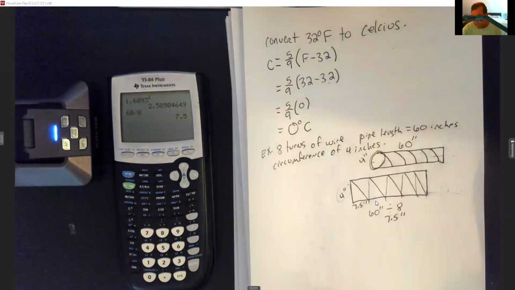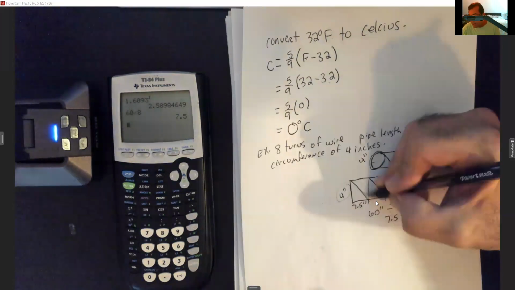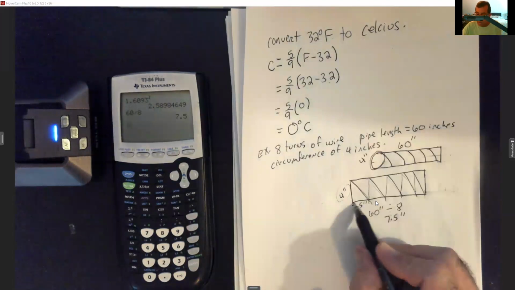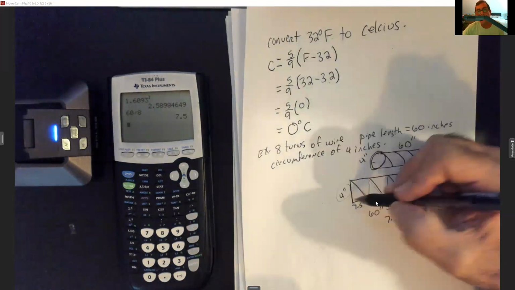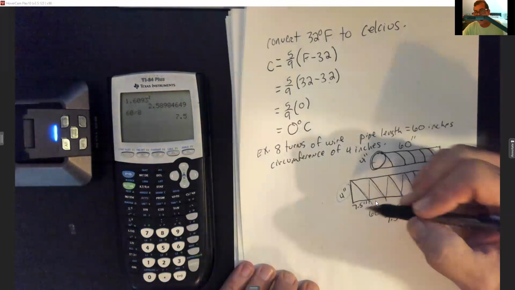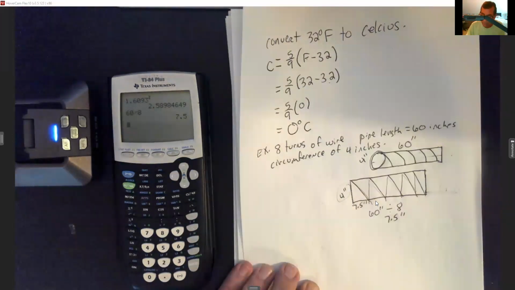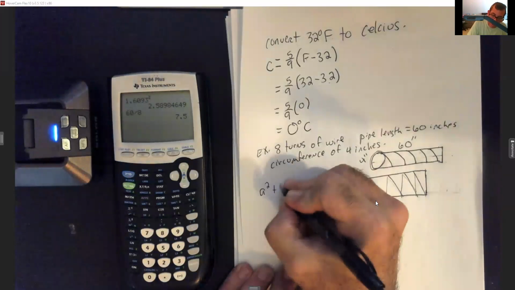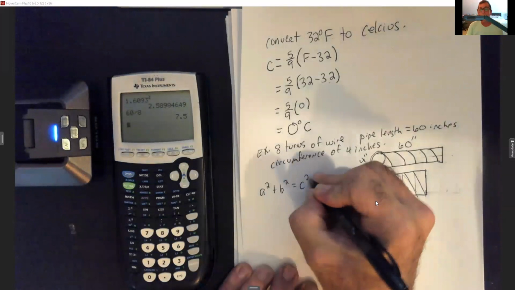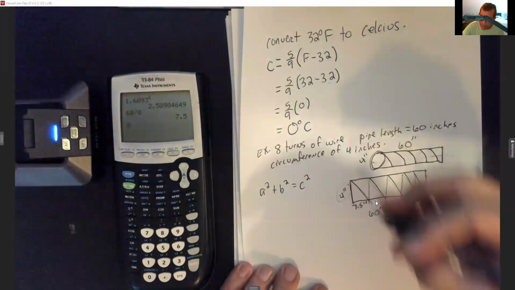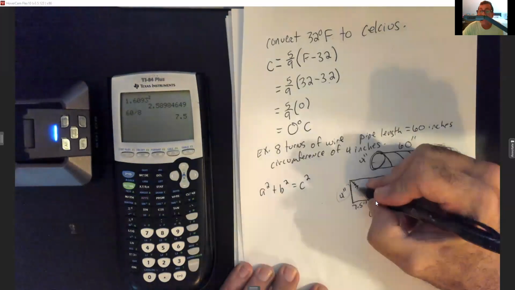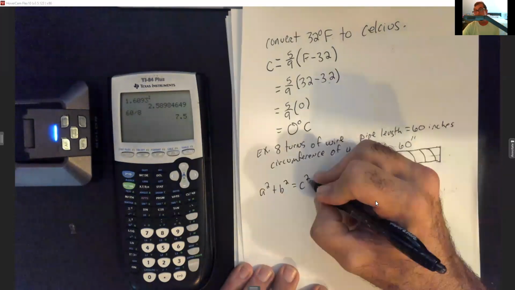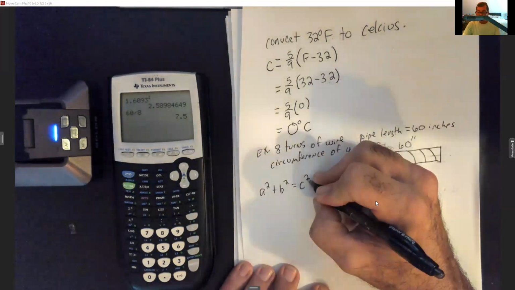So what we're looking for is this wire coming around. So we know this distance. We know this distance. I'm going to solve this using the Pythagorean theorem. The Pythagorean theorem says a squared plus b squared equals c squared. Now, c is this longest side right here. We call that the hypotenuse. That's always the c. So that's what we're solving for, basically.